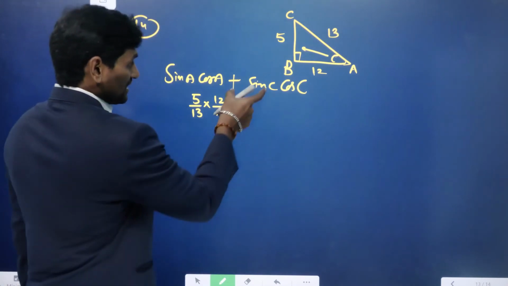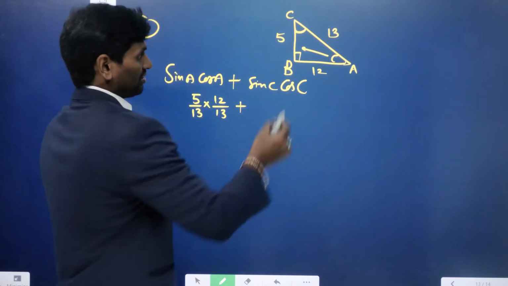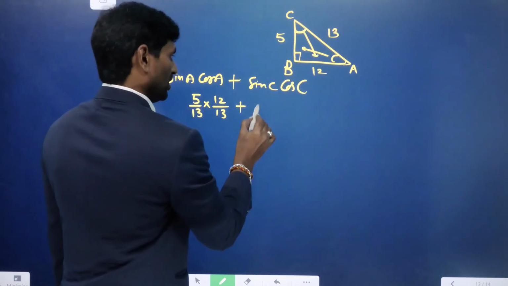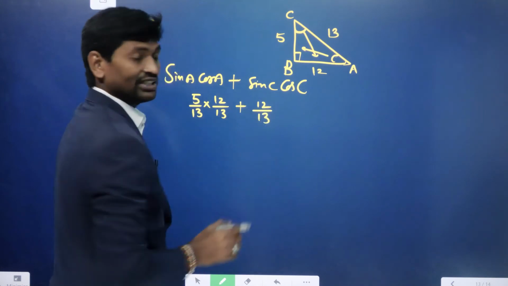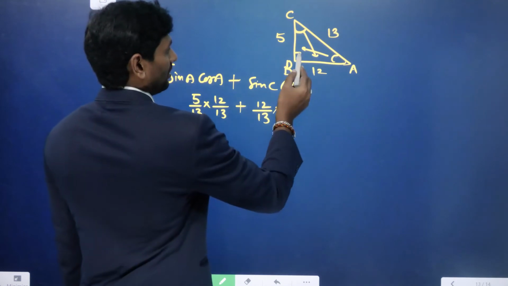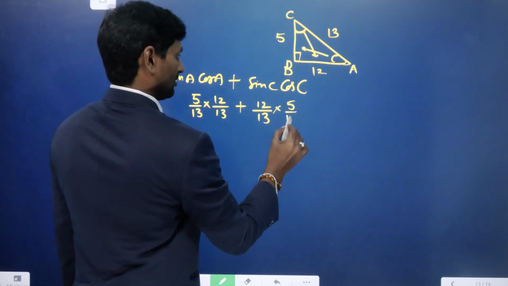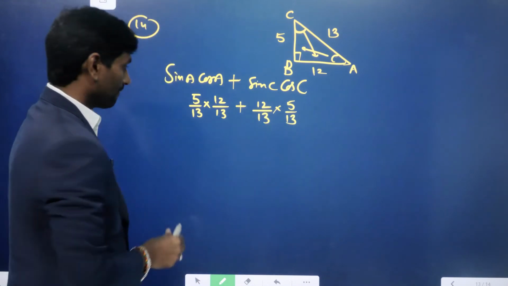Next, sin C. According to C, the sin ratio is opposite by hypotenuse. According to C, opposite is 12, so 12 by 13, into cos C, whose value is 13. Same answer will come, right?